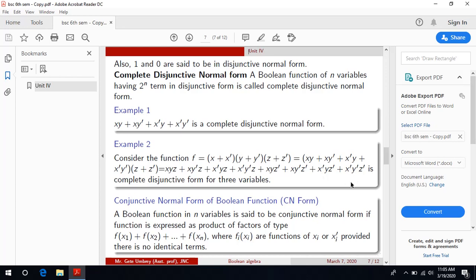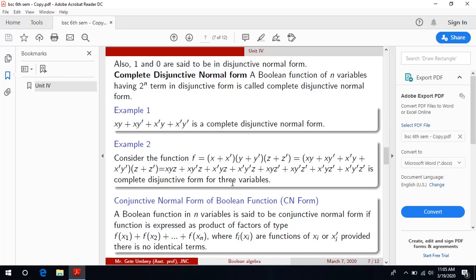So if we remove any one of the terms from this function, then it will no more be complete. So here in this case also, if we remove any one of the terms, then this will also be no more complete. Okay.